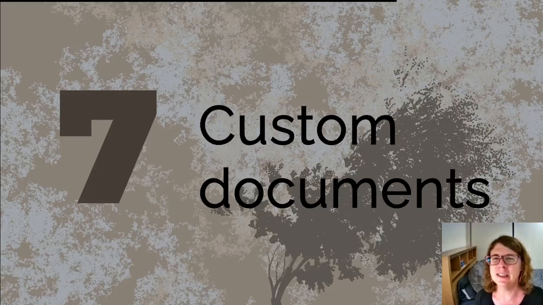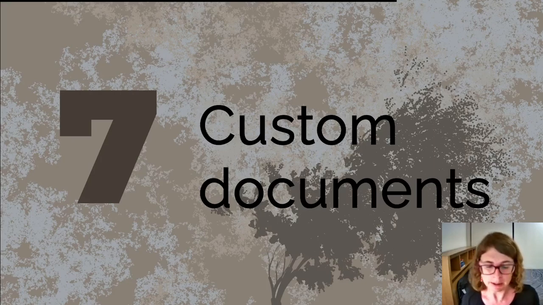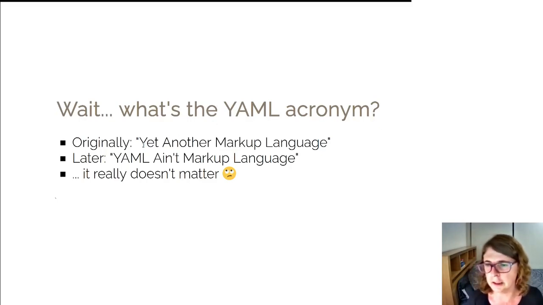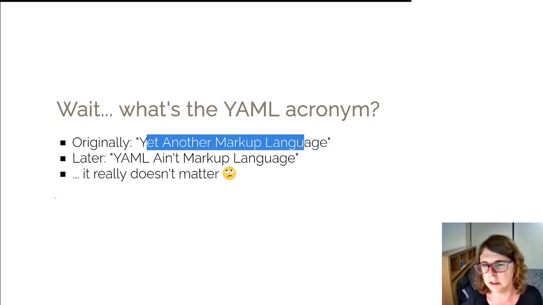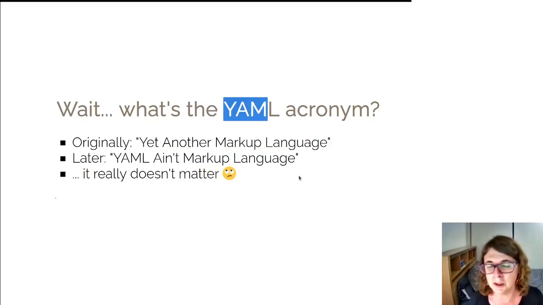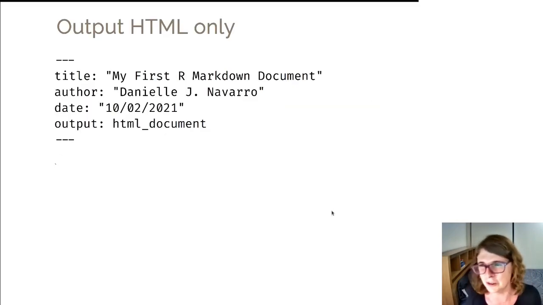Okay, we're now at the part of the markdown videos where I want to talk a little bit about customization. You can customize the output from your R markdown document by playing around with the YAML header. The YAML header, just to remind you, is this bit up the top in between the three hyphens on either side. YAML, for whatever it's worth, was given that acronym because it was originally "yet another markup language," and then later changed to "YAML ain't markup language." It doesn't matter, everybody just calls it YAML and ignores whatever it's supposed to stand for.